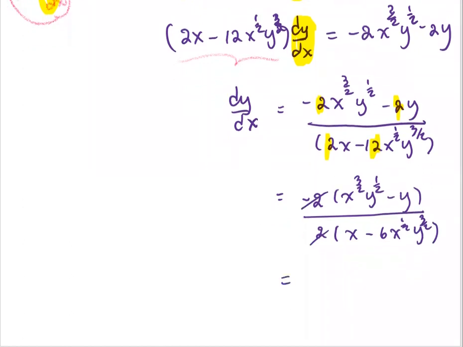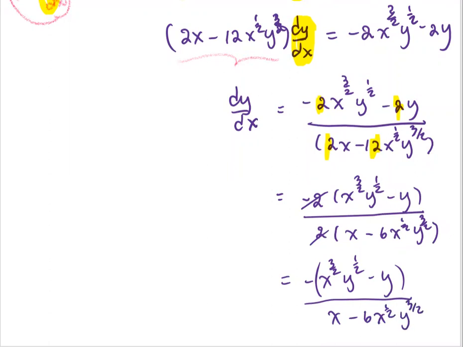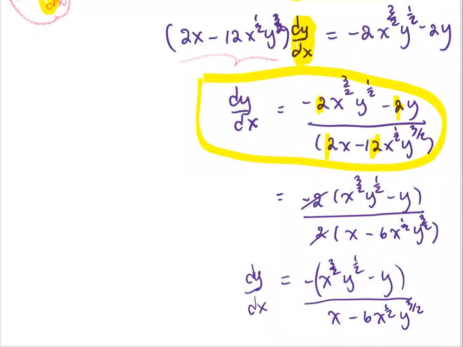Now your dy/dx in the cleaner version is negative, x to the power 3/2, y to the power 1/2 minus y, all divided by x minus 6 x to the power 1/2 times y to the power 3/2. Okay, the Hawk's learning will take the equivalent solution. If you leave the answer in this form, it still takes it. If you answer in this form, you get the same credit.